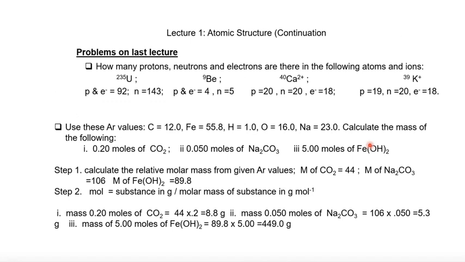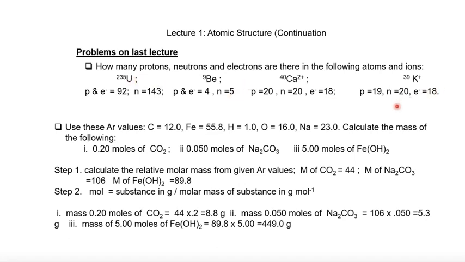We had a problem in the last lecture, or we could say we have a problem. How many protons, neutrons, and electrons are there in the following atoms and ions? The atoms are uranium, beryllium, calcium ion, and potassium ion. You see, we can find it out if we know the proton number of each of these. That is the atomic number we must know.